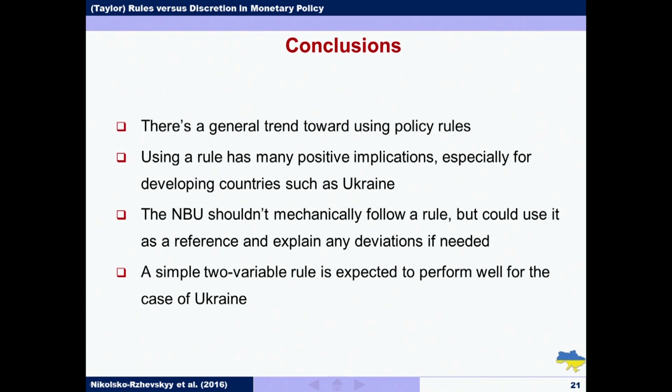And finally, there is no need to reinvent the wheel. A very simple two-variable classical Taylor rule is expected to perform very well for the case of Ukraine, which is a small open economy.